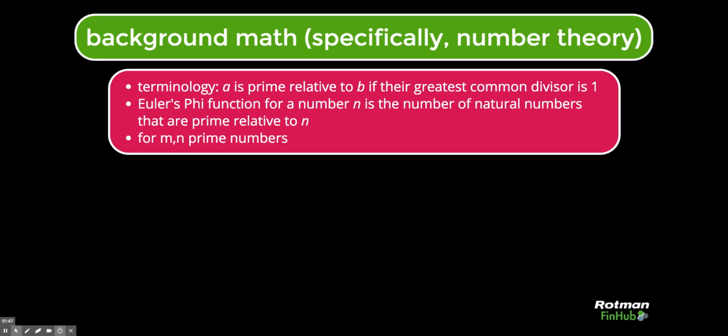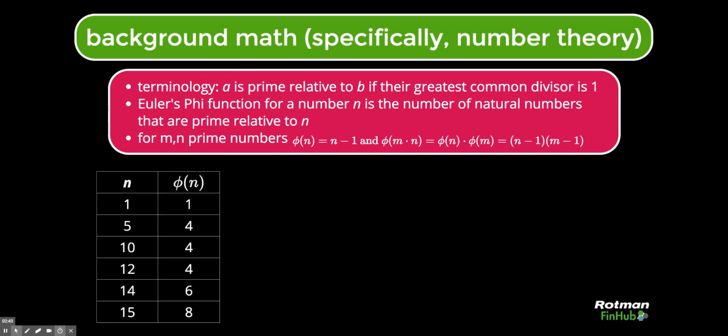Now, from this concept, there is a famous function called Euler's phi function. For any number n, it is the number of natural numbers that are prime relative to n. It has interesting properties. In particular, when you have a prime number, then Euler's phi function is that number minus 1. And if you take the product of two prime numbers and compute their phi number, it is simply the product of the individual phi functions. So if you take, say, 5 and 3, two prime numbers, the product is 15. The phi function would then be 5 minus 1, which is 4, times 3 minus 1, which is 2, and the product of those numbers is 8. So here are a few examples. You have the numbers 1, 5, 10, 12, 14, and 15, and you see the corresponding phi numbers. As I said, for 15, the phi number is 8, and you can go from there.